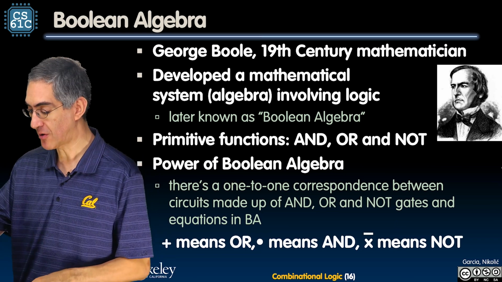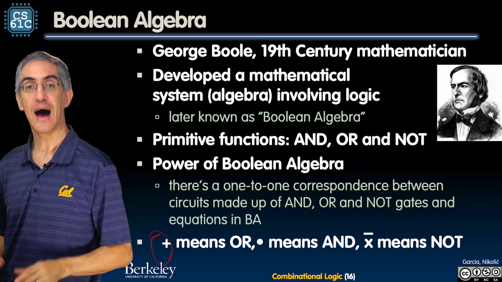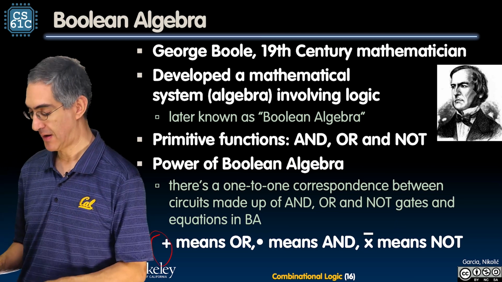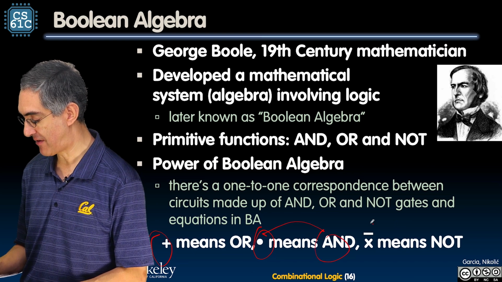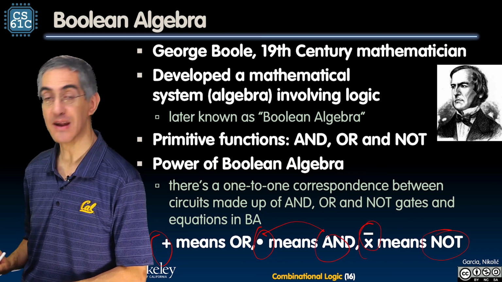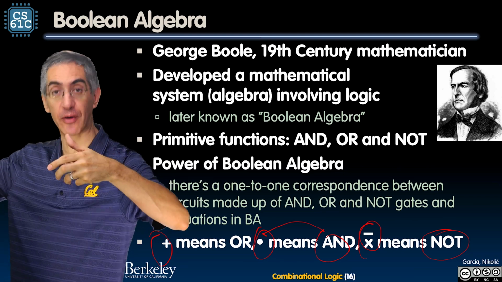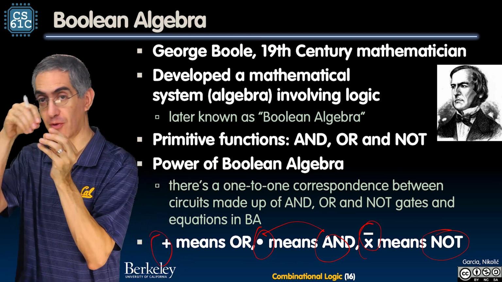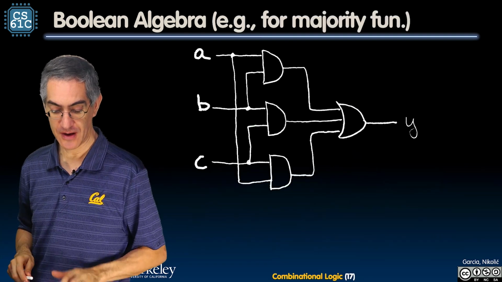This is the first thing I'm sharing that's brand new. From now on, if I ever say plus, I mean OR. If I say times, I mean AND. And if I draw a bar on top, I mean NOT. If that bar is over a big expression, I mean invert that whole expression. If the bar is only over a term, I just mean invert that term. Okay, so remember that as we move on.